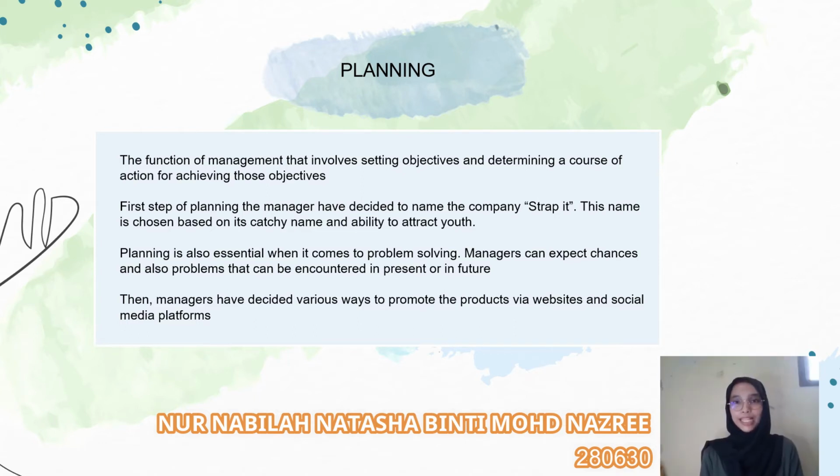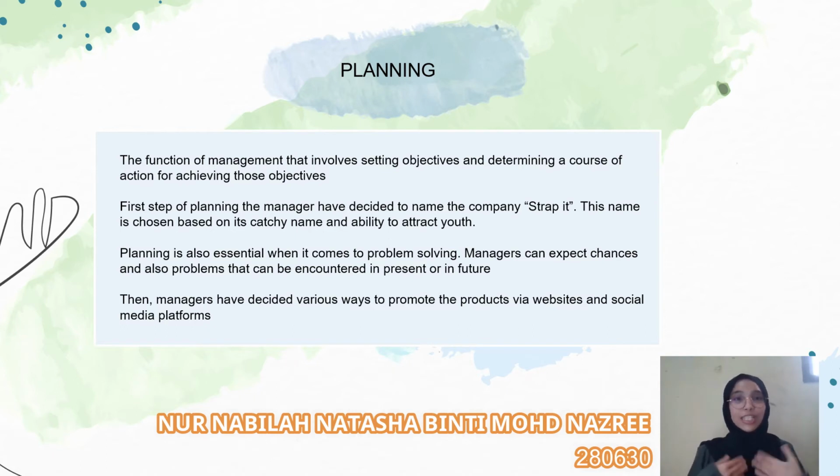First step of planning, the manager has decided to name the company's trade. This name is chosen based on its catchy name and ability to attract youth. The products that the company plans to sell are various types of bags such as handbags, school bags, and tote bags. The company sells these because it is a necessary item to everyone. The bag can be used to store books, smartphones, and many other items to be able to carry them easily with them all the time.